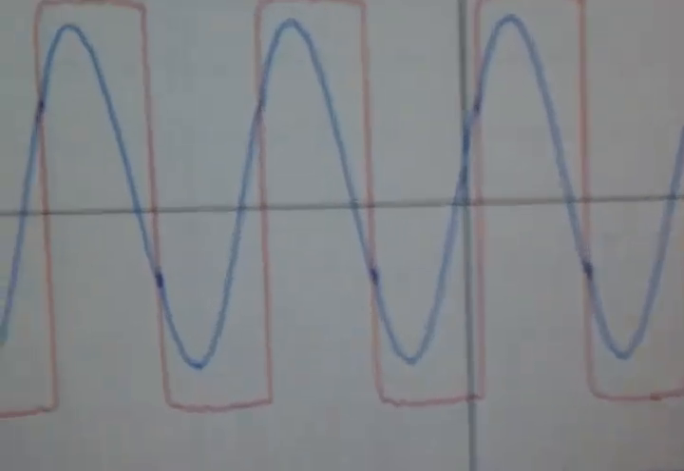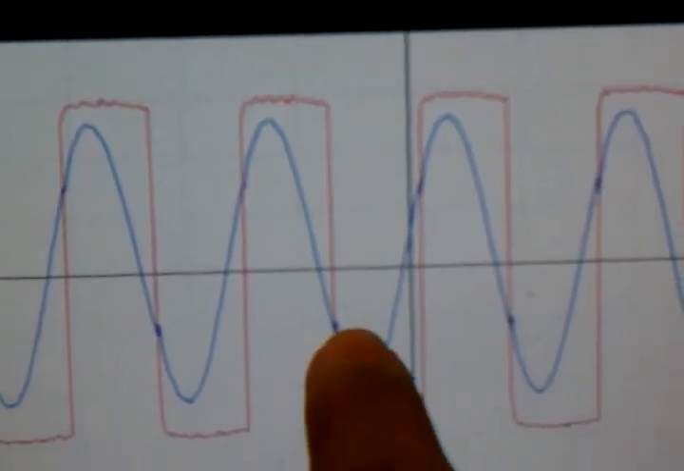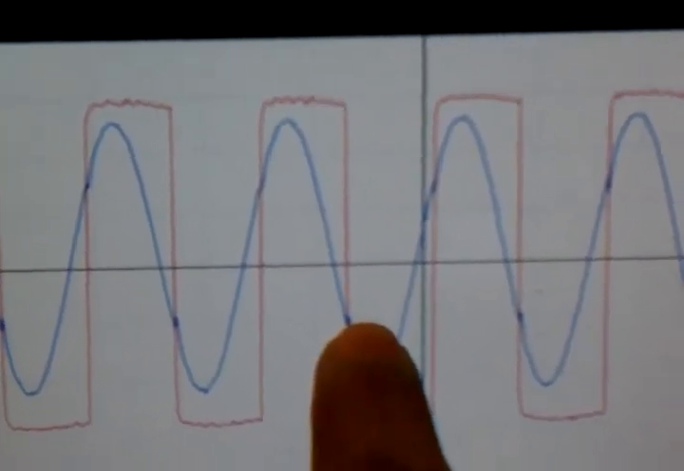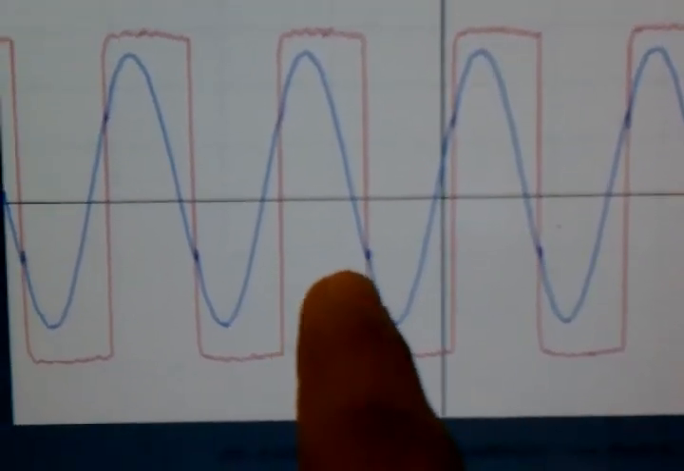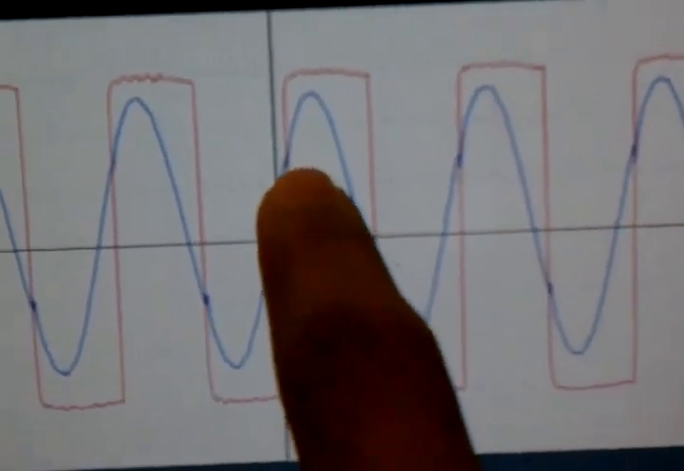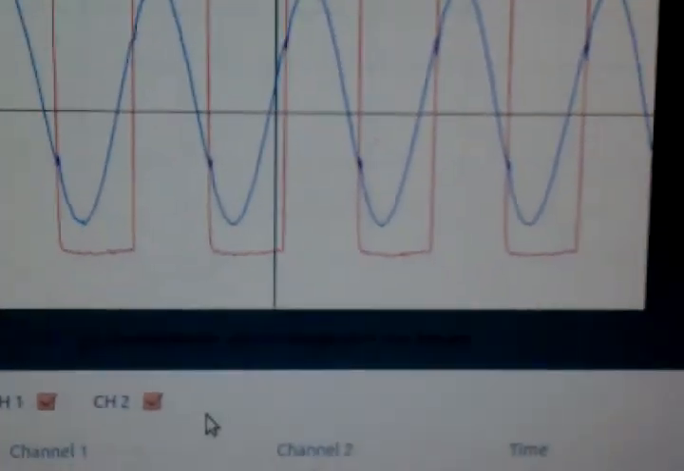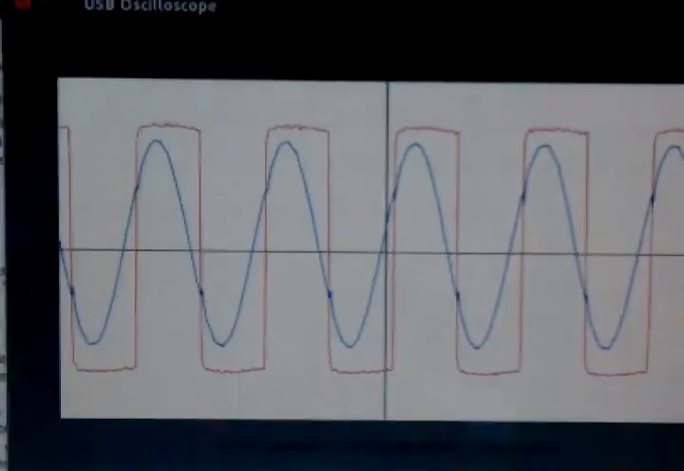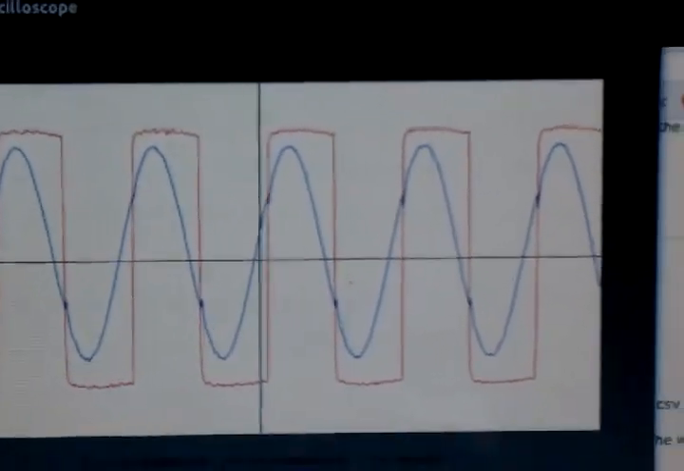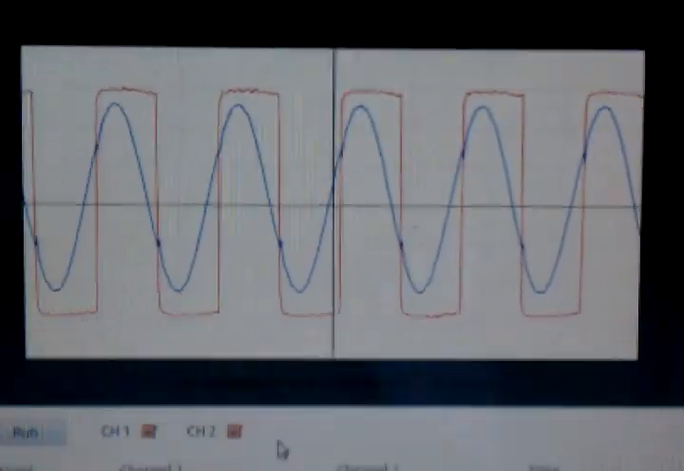And we think what's going on here is right at these edges where the square wave is transitioning, we get a slight blip in the sine wave as well. You can see those right there. So that probably accounts for a lot of what we're seeing in terms of error in this test. And I think that's about it.